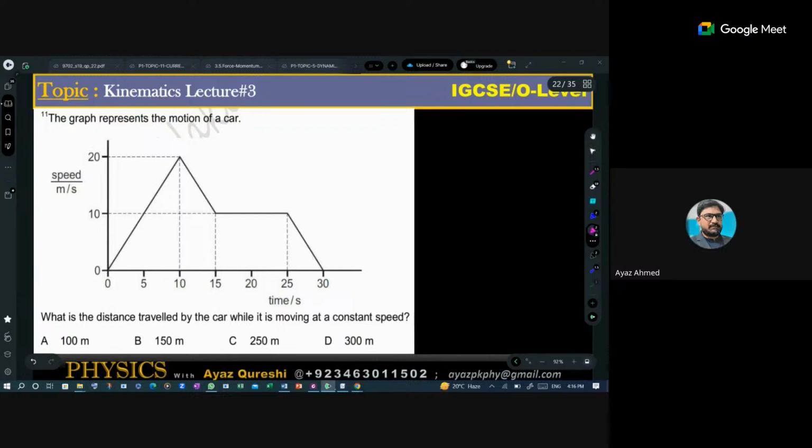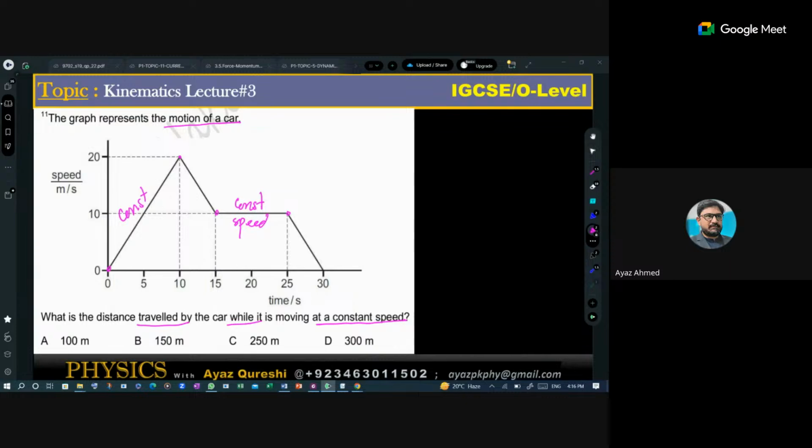Okay, now the graph represents the motion of a car. What is the distance traveled by the car while moving with constant speed? Which segment or interval is there when the car is moving with constant speed? 0 to 10. Okay. 15 to 25. Constant speed, yeah, 15 to 25.